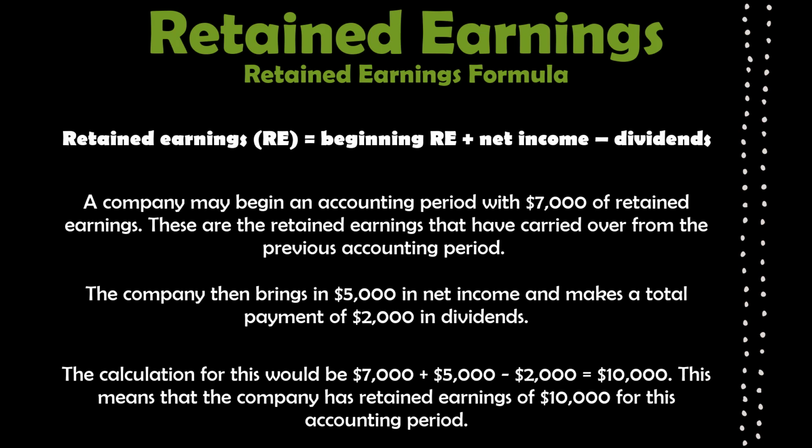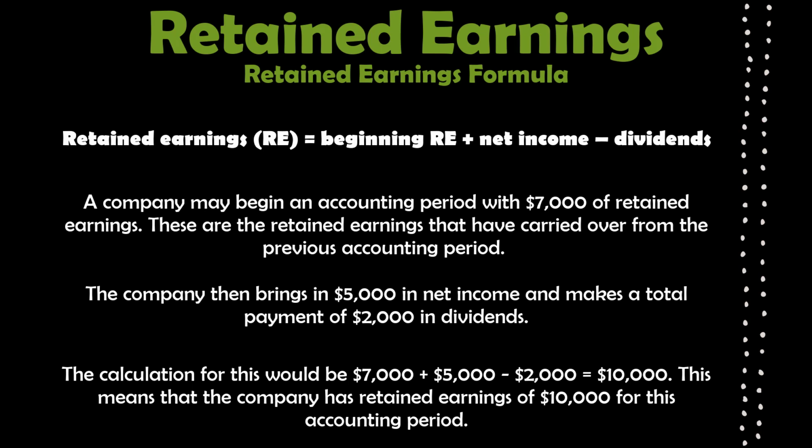Let's look at an example. A company may begin an accounting period with $7,000 of retained earnings. These are the retained earnings that have carried over from the previous accounting period. The company then brings in $5,000 in net income and makes a total payment of $2,000 in dividends. The calculation for this would be $7,000 plus $5,000 minus $2,000, and that's going to equal $10,000. This means that the company has retained earnings of $10,000 for this accounting period.